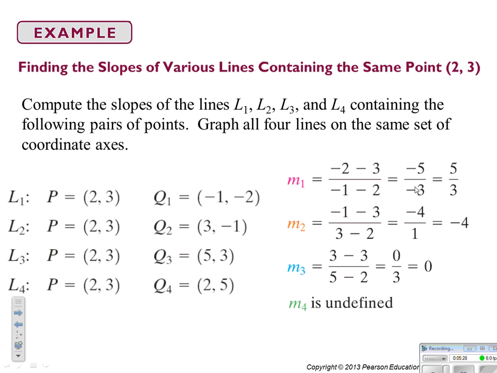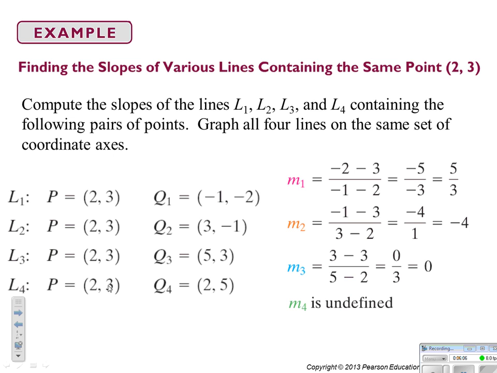Remember, when you have two negatives being divided, they make your entire answer positive. Slope of line 2 is -1 minus 3 over 3 minus 2. You get -4 over 1. Anything divided by 1 is just itself and ends up being -4. This guy is 3 minus 3 over 5 minus 2. That's 0 over 3. If I have no money and I divide it amongst my 3 friends, we all still have no money. So 0 divided by 3 is 0.